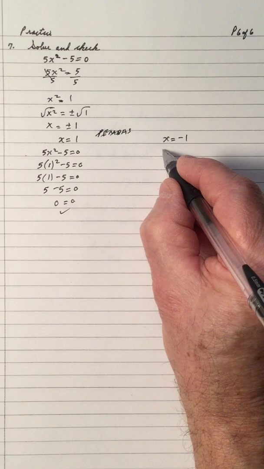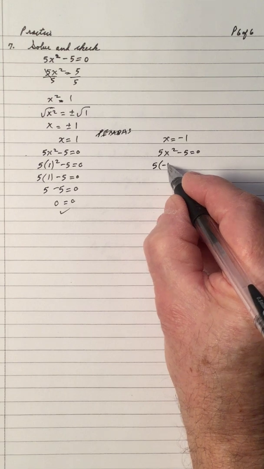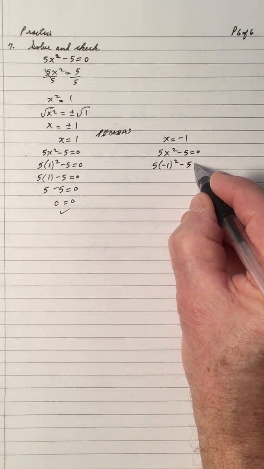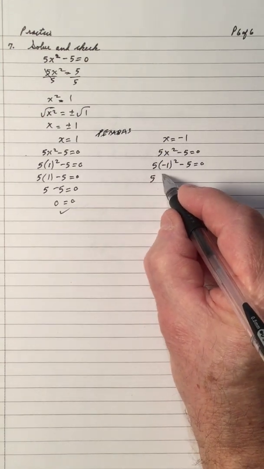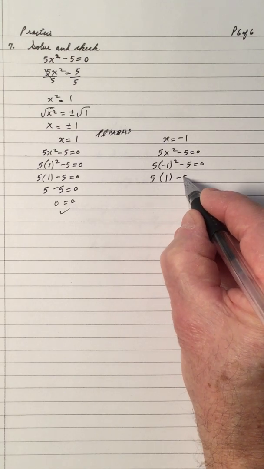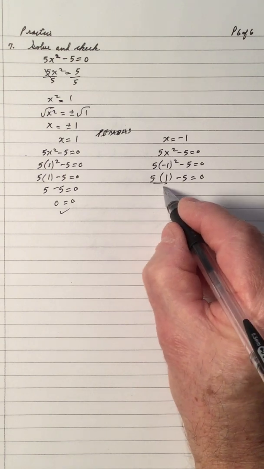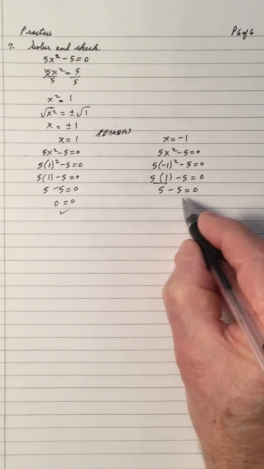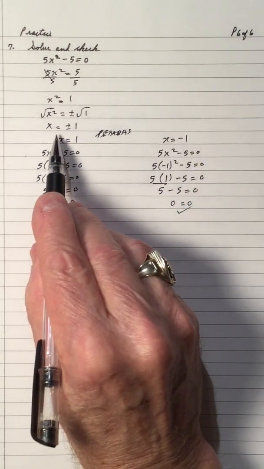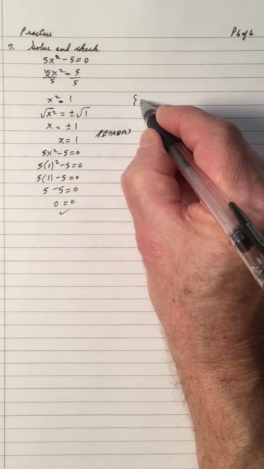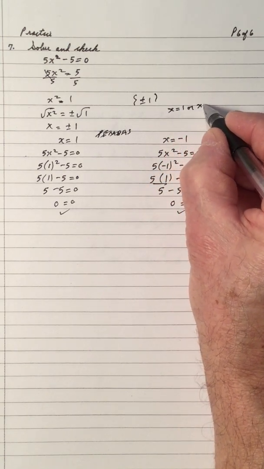Now we're going to check negative 1. So here's the equation. We're going to sub negative 1 into place of x. Again, PEMDAS, we do our bracket first. Negative 1 times negative 1 is 1. Then we multiply next, left to right. We multiply this before we subtract. And then we get 0 equals 0. So again, that's true. So again, the solutions are plus or minus 1. Or you could say x equals 1 or x equals negative 1.